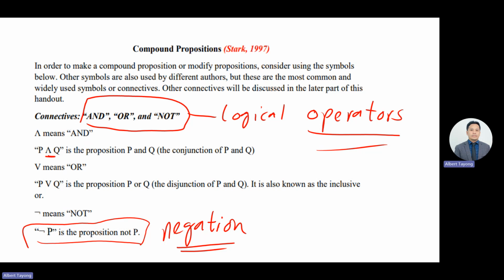So and has this symbol, and it means the conjunction of two or more statements. Actually, if you have P and Q here, this is the conjunction of P and Q. This symbol means or. It is the disjunction of P and Q. And it is also known as the inclusive or. All right, so these are the first three logical operators, which are very, very common.